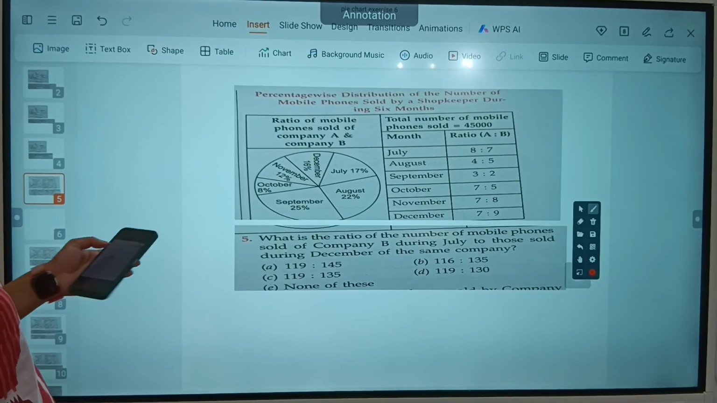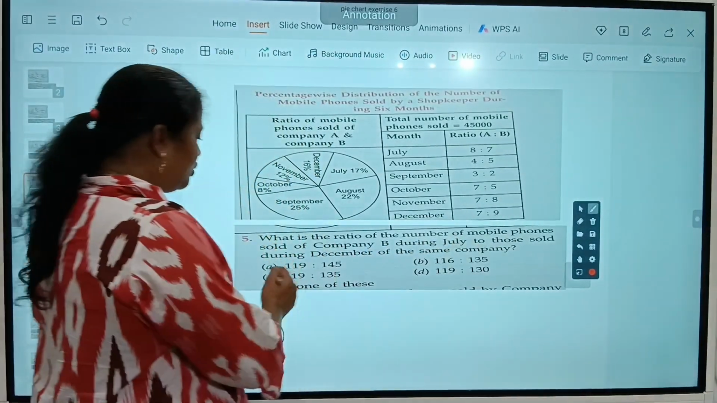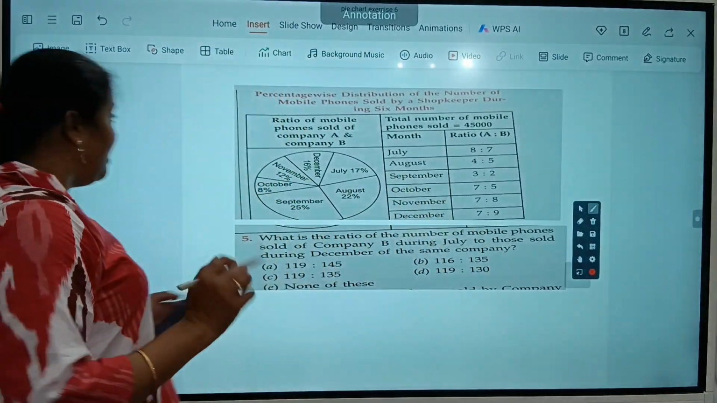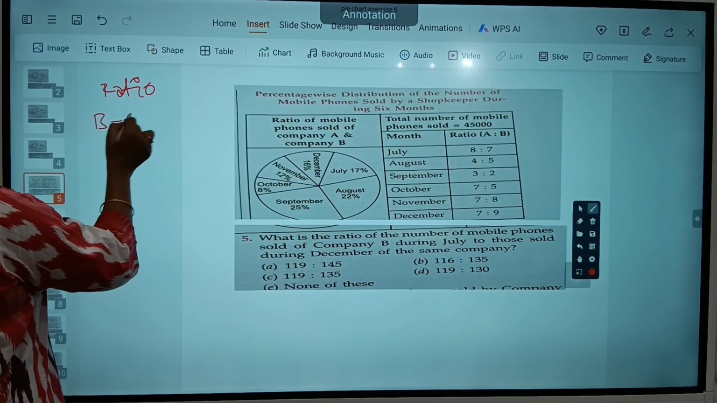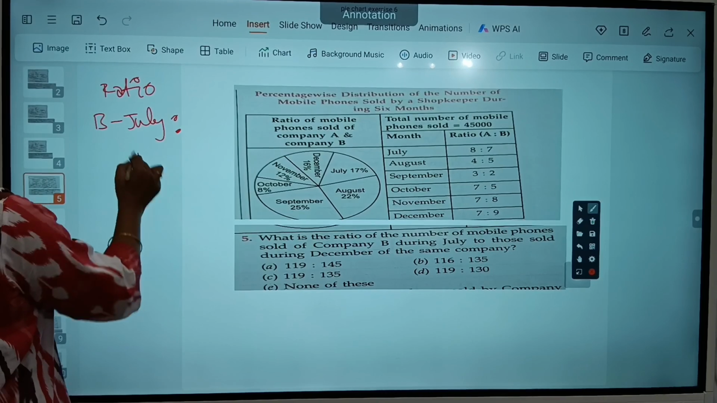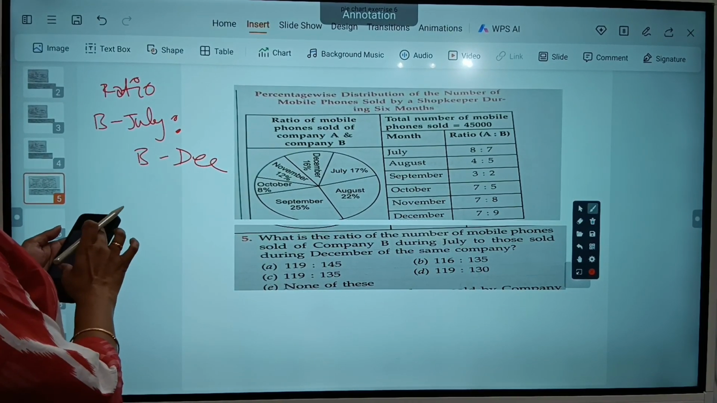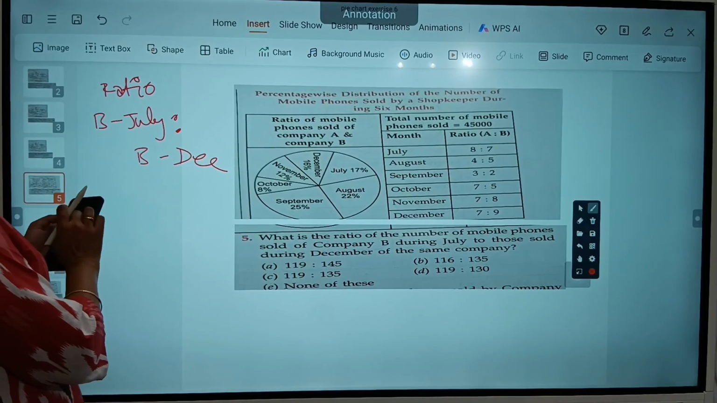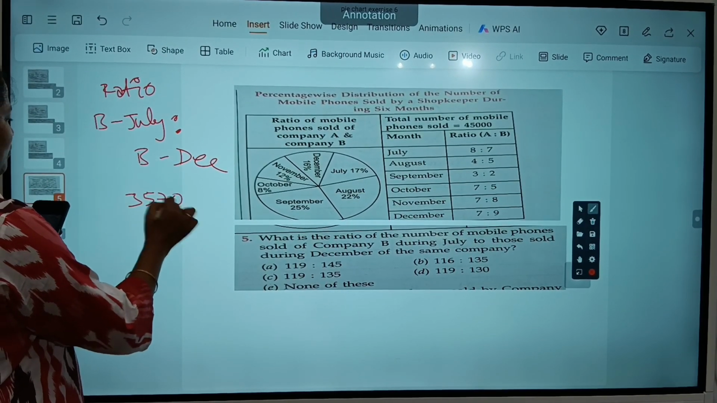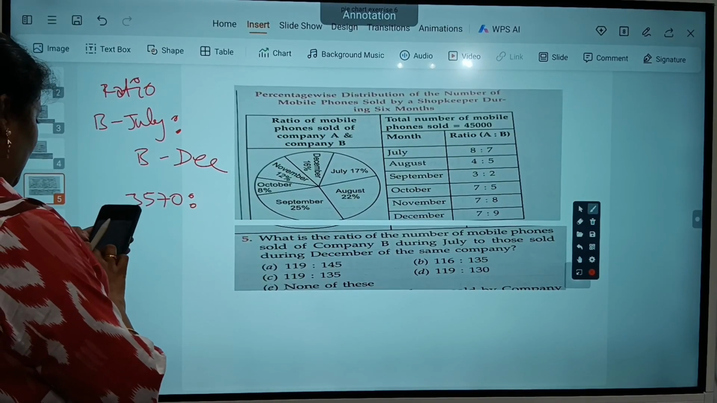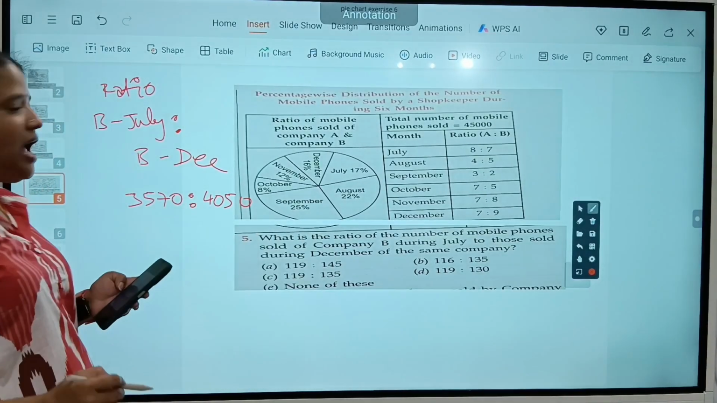The first question is, what is the ratio of the number of mobile phones sold of company B during July to those sold during December of the same company? So we have to find the ratio of company B in July to company B in December. This we have to calculate. So what is the value of company B in July? 3570 is to, in December it is 4050. This value we have to calculate.